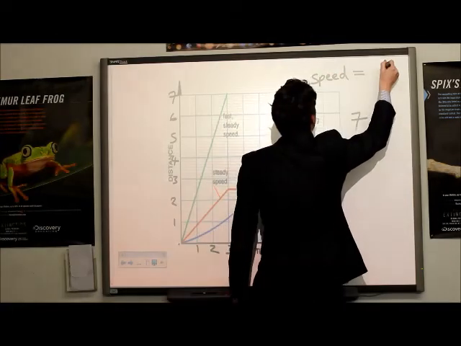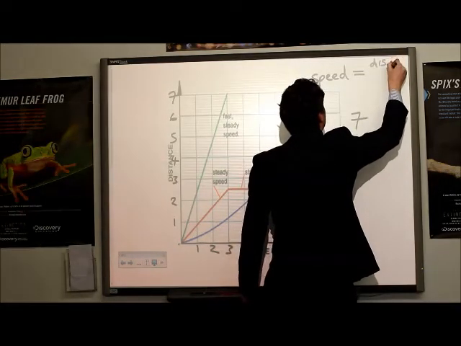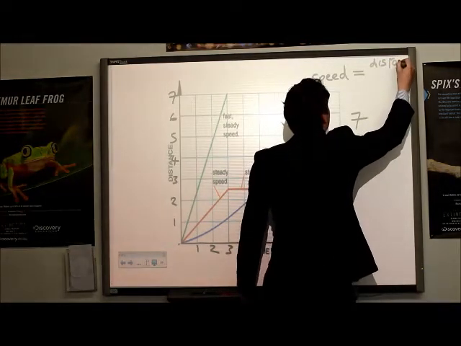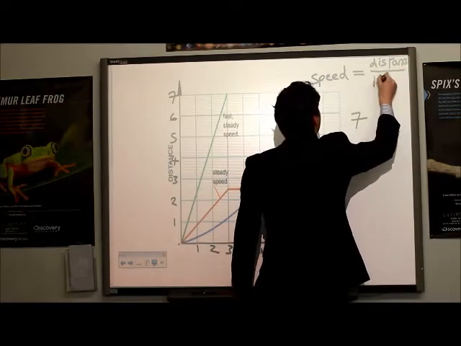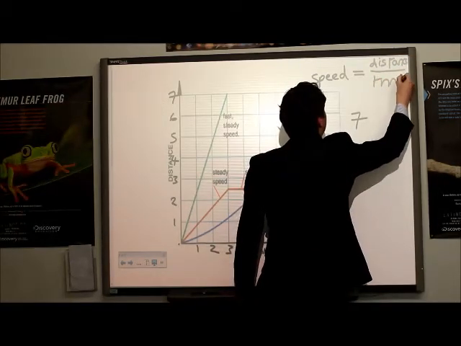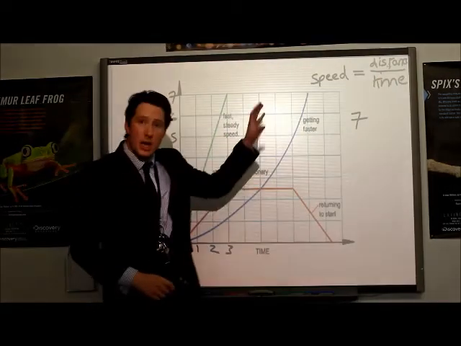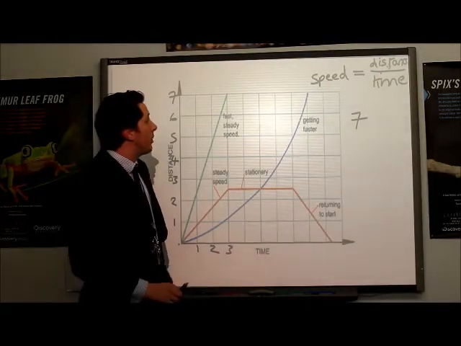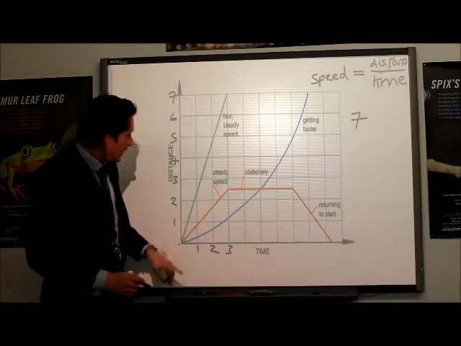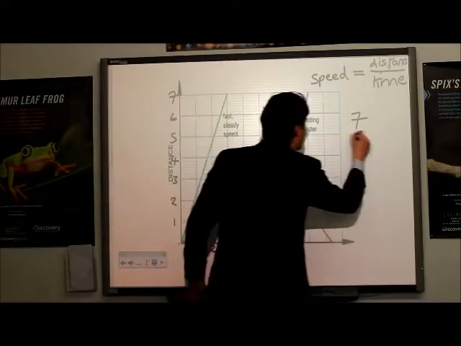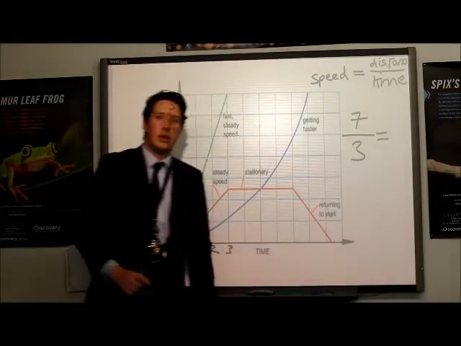Speed is equal to the distance, which I'm going to run out of space for, I'm right up at the top of the board, divided by the time. Drawn that brilliantly up there, but hopefully you can see it. So speed is the distance divided by the time. As I said, my distance was 7 metres and my time was 3 seconds. So the maximum speed it would reach would be that sum there.